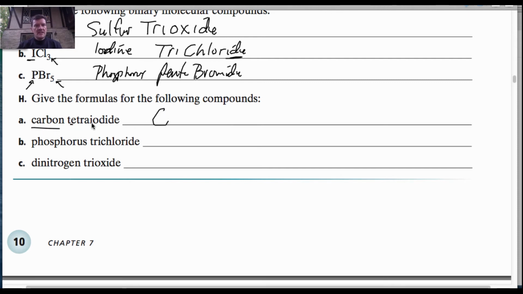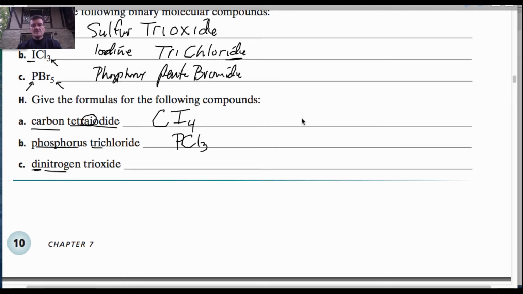Carbon, tetraiodide. Oh, and there you can see there's two vowels together. So if the name starts with an I and the prefix ends in an A, you don't drop it. Only if it ends in an A and it begins with an O, I guess. It gets a little confusing, but you'll get used to it. Tetraiodide is going to be 4 iodine atoms, and it just looks like that. Carbon, tetraiodide. Phosphorus, trichloride. Done.